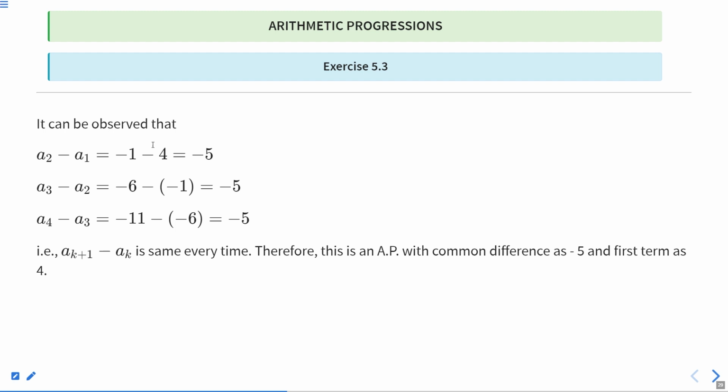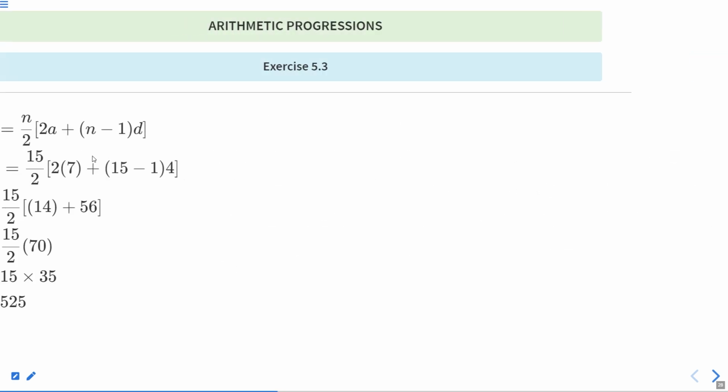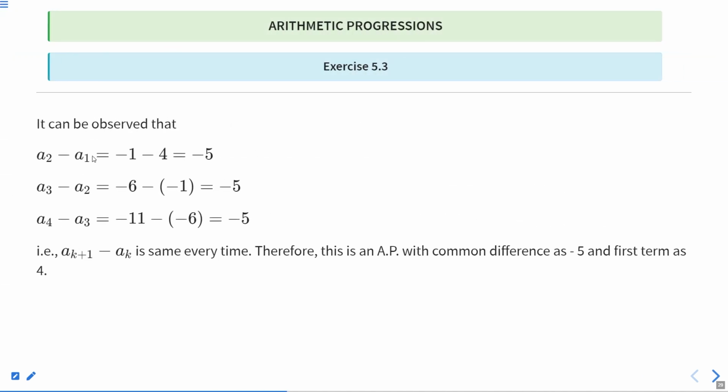Now it can be observed that A2 minus A1 is equal to minus 1 minus 4, which is equal to minus 5. A3 minus A2 is equal to minus 6 minus of minus 1, that is equal to minus 5. A4 minus A3 is equal to minus 11 minus of minus 6, which is equal to minus 5. That is, A(k+1) minus A(k) is the same every time. Therefore this is an AP with common difference as minus 5 and first term as 4.